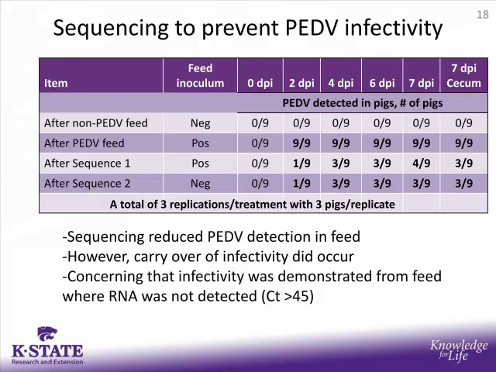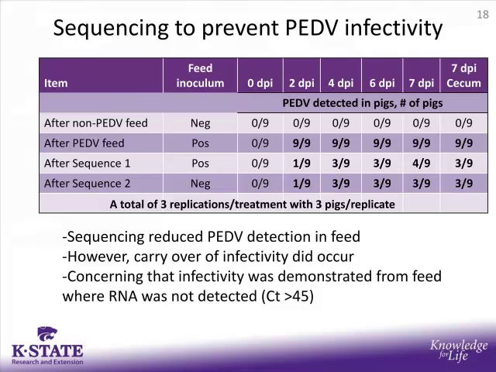This again, the columns right here are the number of pigs that were detected from 0 to 7 days post-inoculation, with the final sample being 7 days post-inoculation from the semen or the fecal contents. The number then that were detected were infectious from the PED. As we expected, our non-PED diet, our control diet, none of the pigs developed infectivity. 100% of the pigs that were fed the PED feed all developed infectivity.